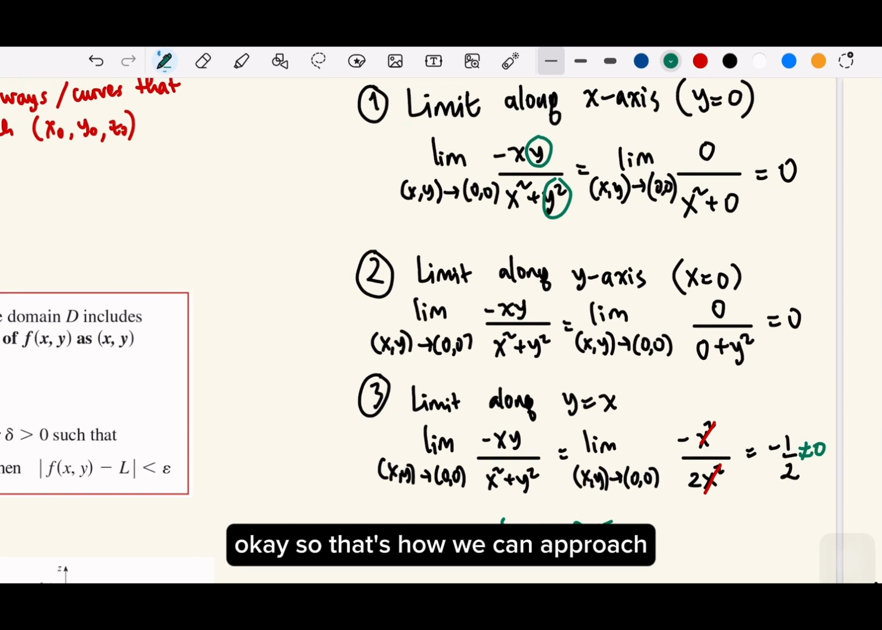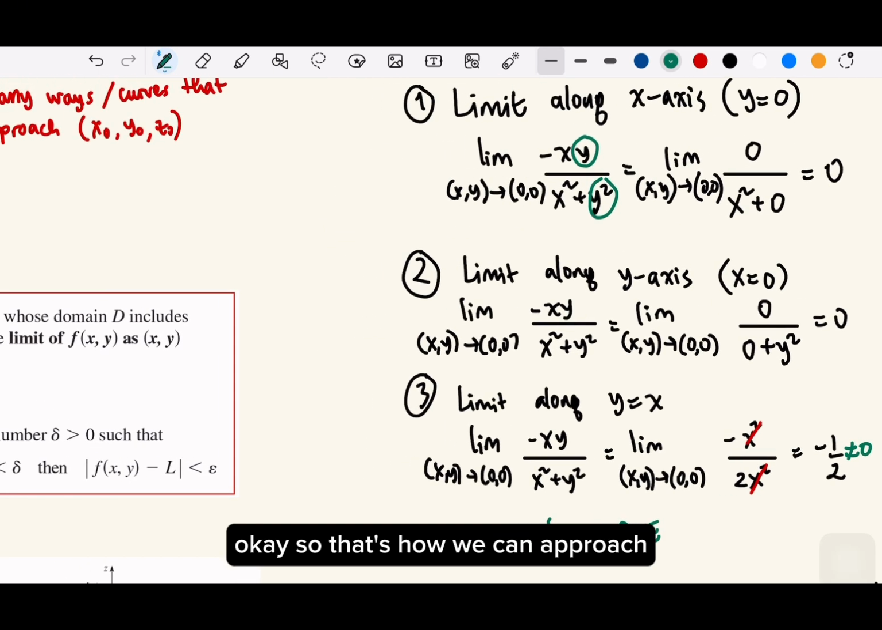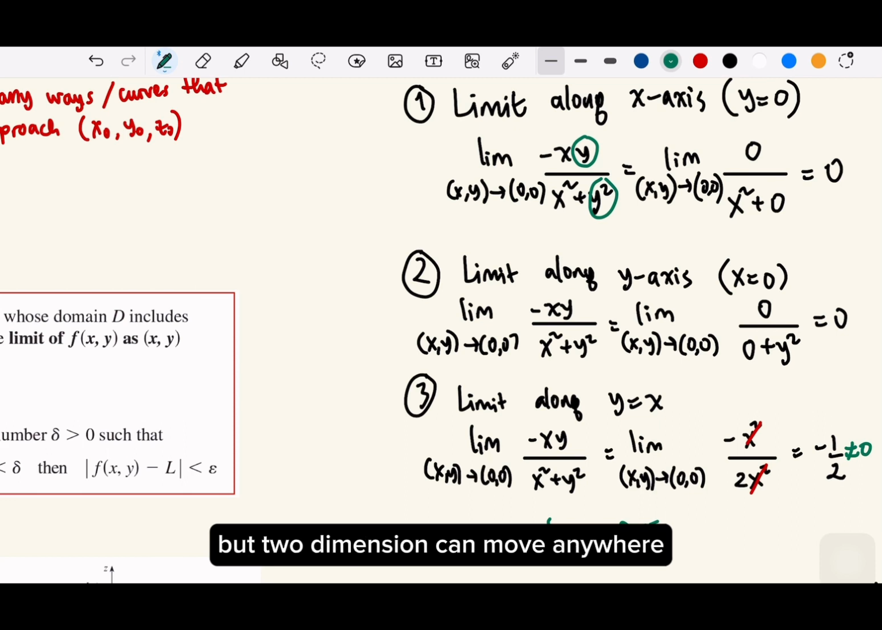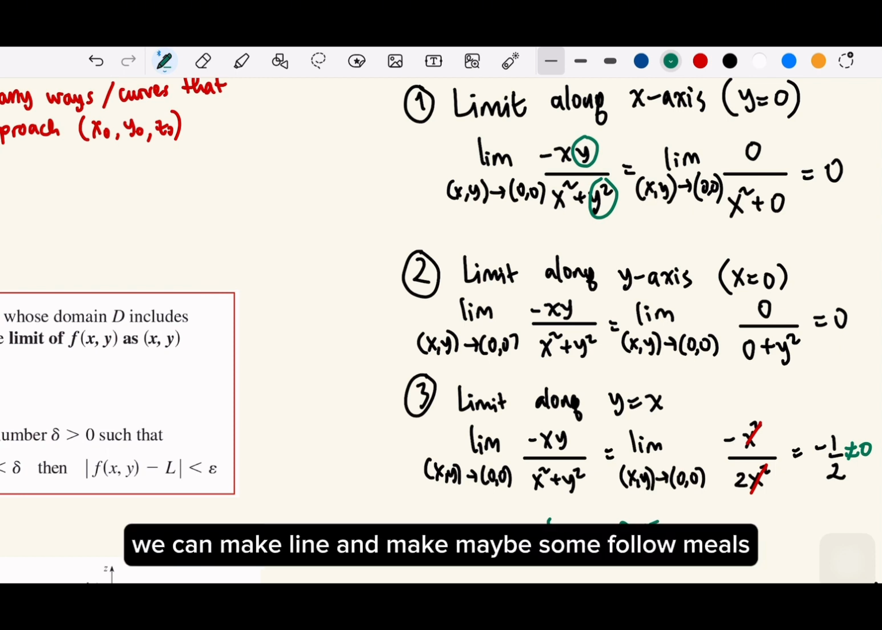Okay, so that's how we can approach a point in 3 dimensions. In 2 dimensions we can only move left or right, but in 3 dimensions we can move anywhere. So we can make our own curve. We can make a line, or maybe some polynomials.